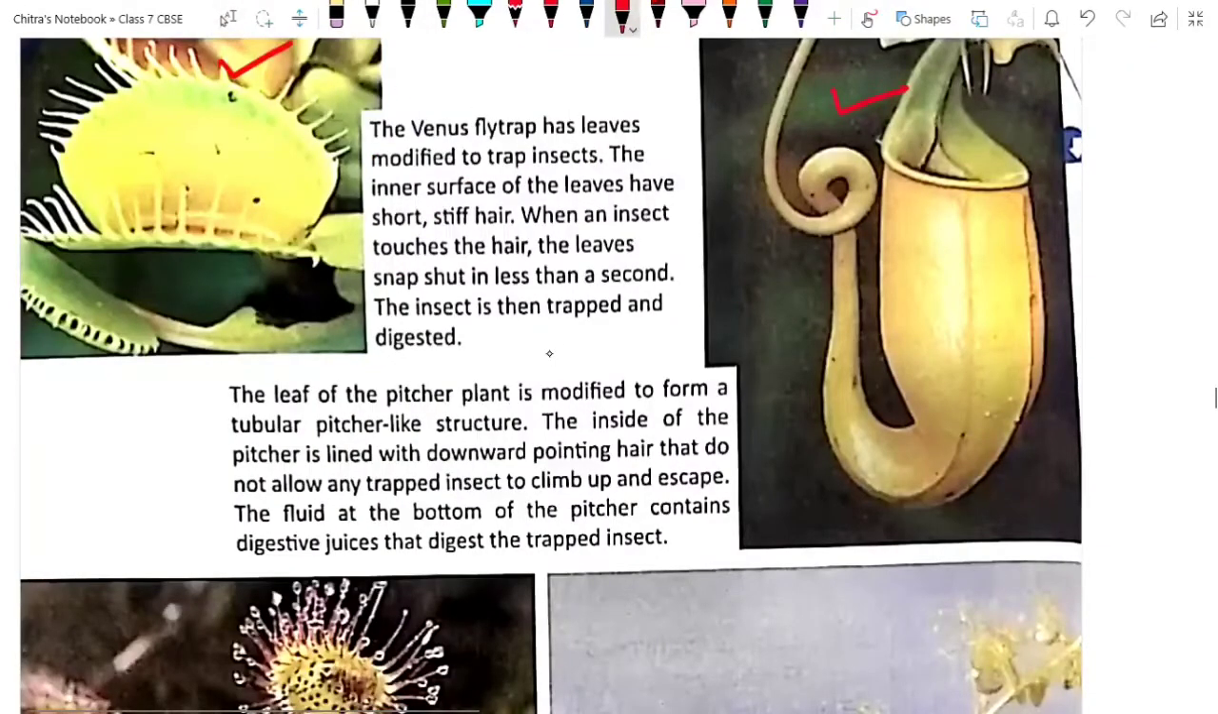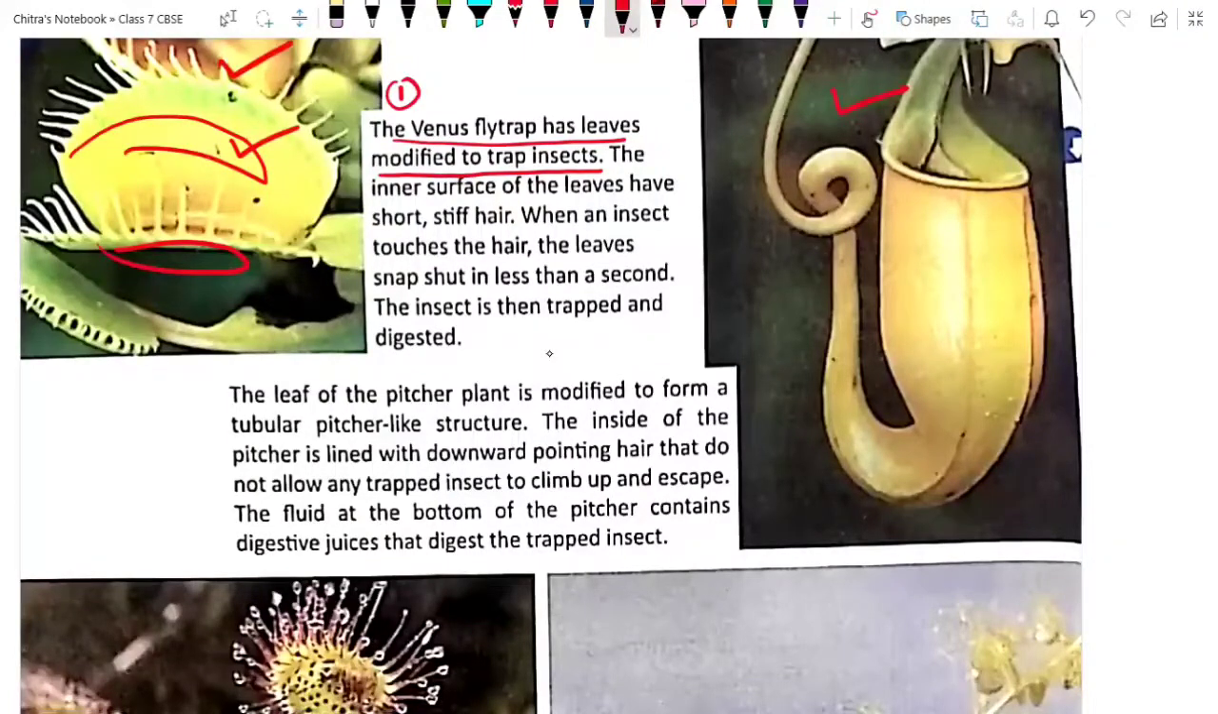First we are going to discuss the Venus flytrap. This one is the Venus flytrap. The Venus flytrap has leaves modified into traps for insects. These are the modifications of the leaves so that they can trap insects easily.